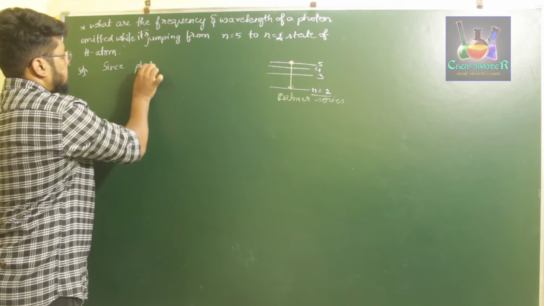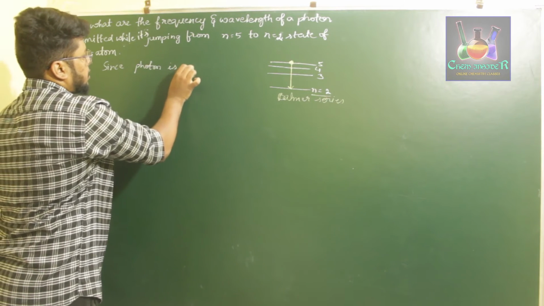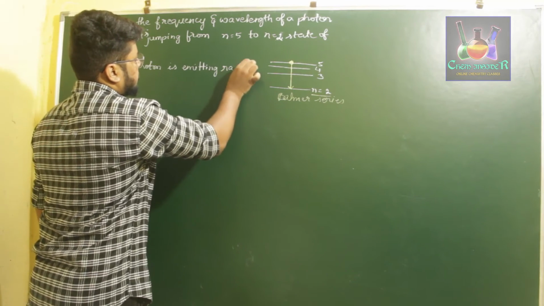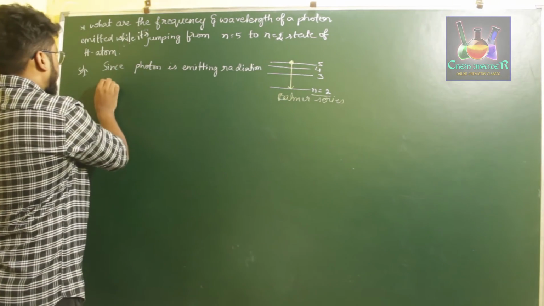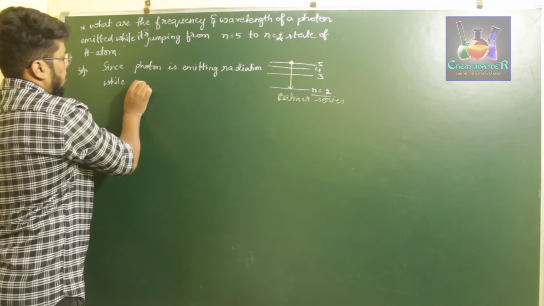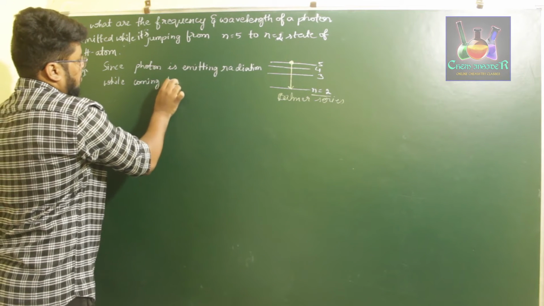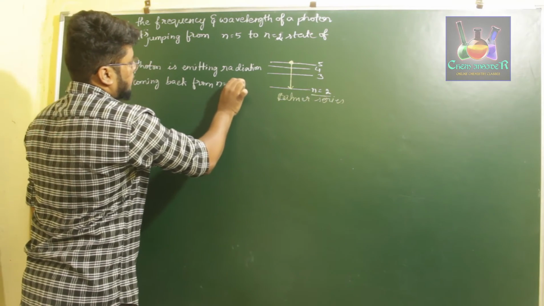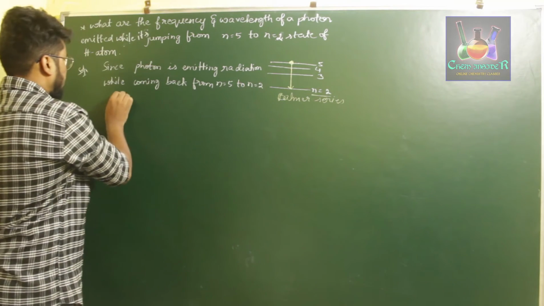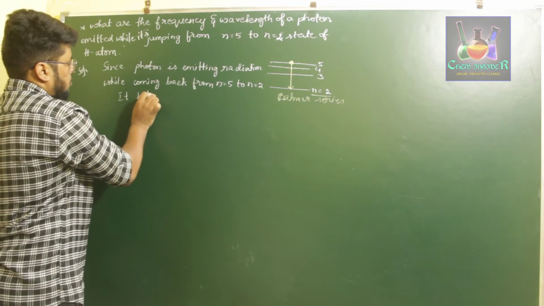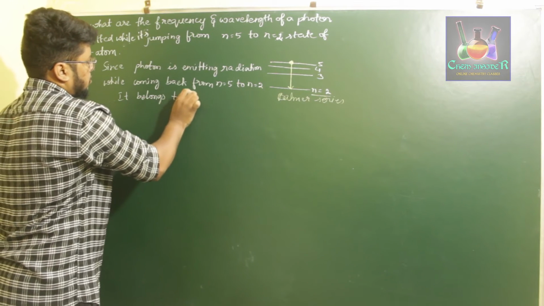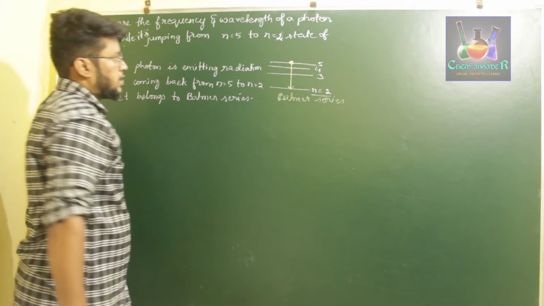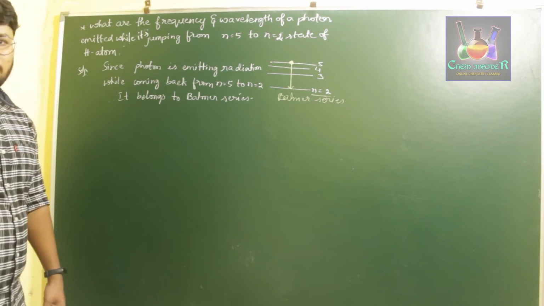Since the photon is emitting radiation while coming back from n is equal to 5 to n is equal to 2, it belongs to the Balmer series. So now let us determine the frequency and wavelength of this photon.